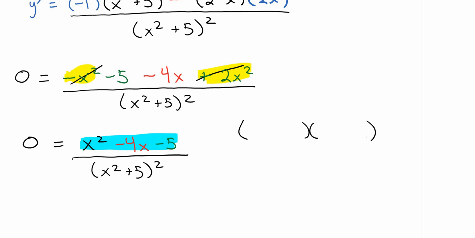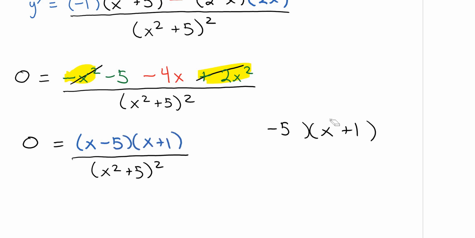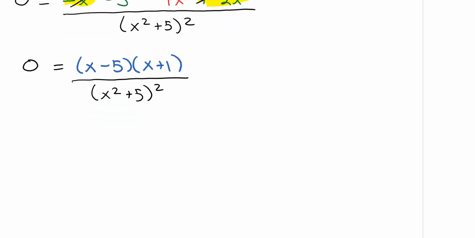So we need two numbers that multiply to negative 5, and those two numbers need to combine to negative 4. That's going to be negative 5 and 1, so x minus 5 times x plus 1. And I can just erase this and replace it with x minus 5 and x plus 1. So quite a bit of algebra that you have to do with this problem to set it up so that you can actually find the critical numbers here.